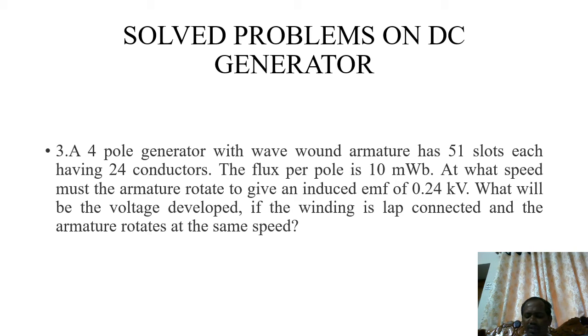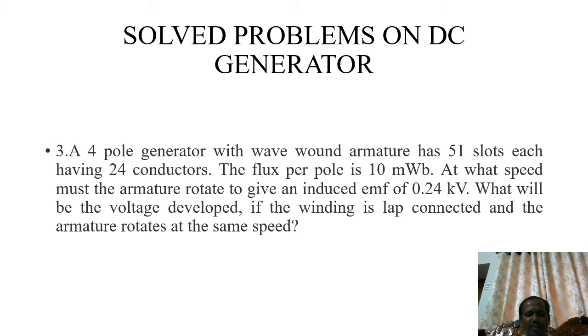And the armature rotated at which speed? All this data, you can substitute in all the given data. Simply you can substitute E_G is equal to PφZN by 60 into P by A. All the values you can simply substitute, and first you can calculate the speed.